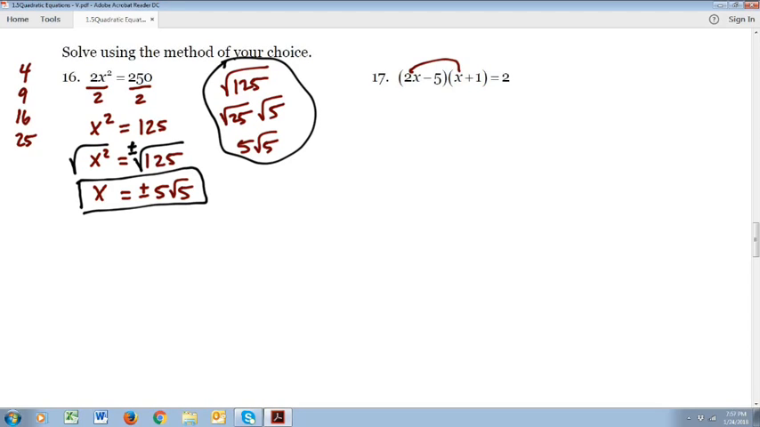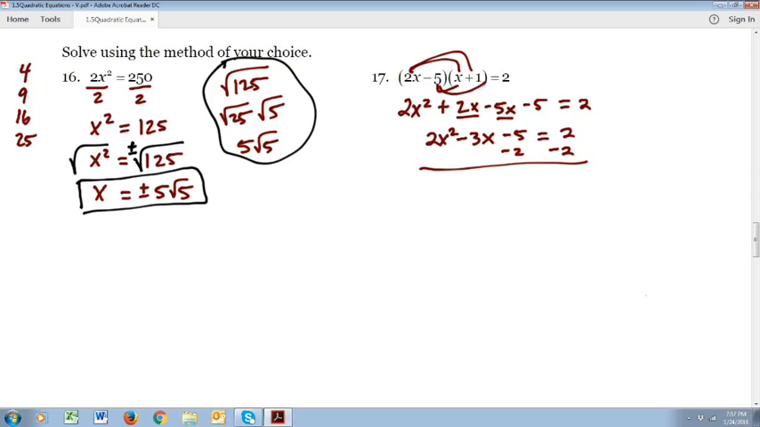So 2x times x is going to give me 2x squared. 2x times 1 is 2x. Our inner product is going to be minus 5x. And our last product is going to be a minus 5. And then let's combine our like terms here. And let's get rid of the 2 by subtracting 2 on each side. And so we end up with 2x squared minus 3x minus 7 equals 0.